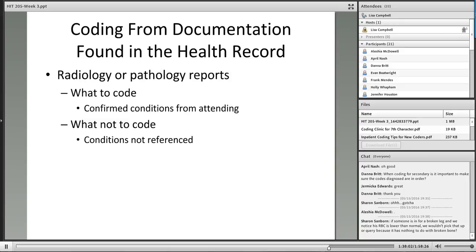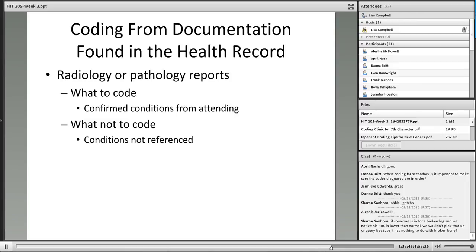All right, so radiology or pathology reports. What to code and what not to code. This is a very tricky situation, okay? So what to code and what not to code. The coder cannot take information from these reports without attending physician confirmation. However, if the report provides additional detail, such as the area of a fracture, the location of the mass, and the doctor has already confirmed the condition, then we can code it.